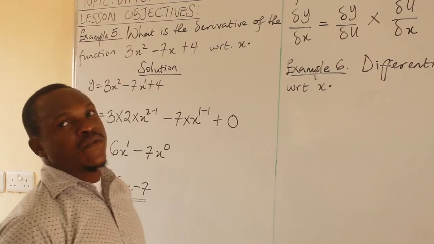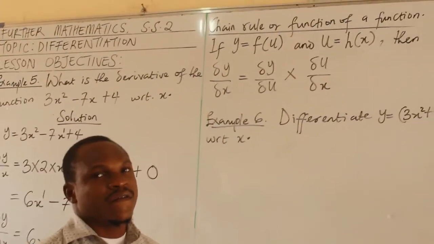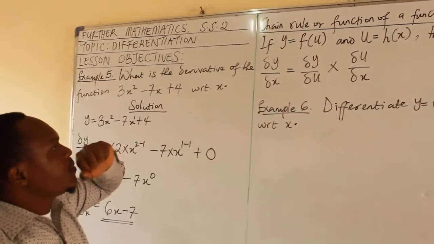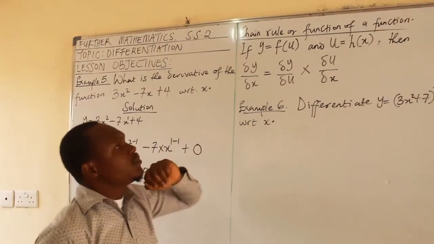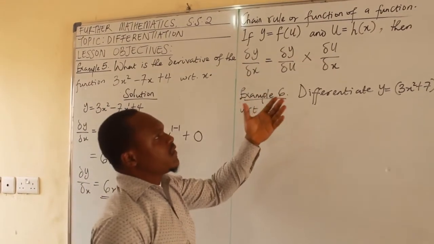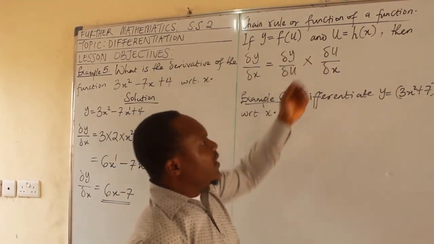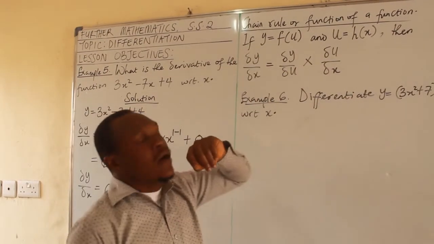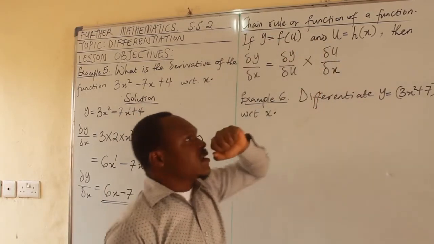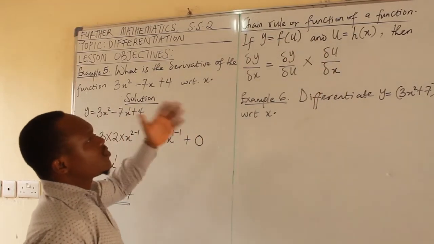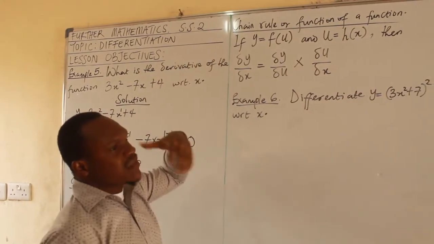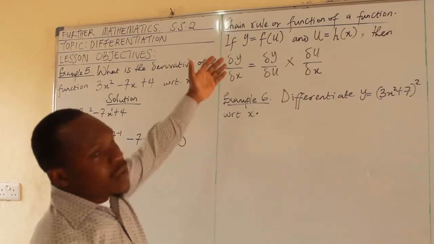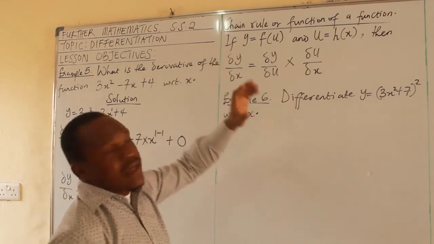Okay, now we'll move on to chain rule or function of a function. What do we mean by a function of a function? If y is a function of u, and u on its own is a function of x, it means that y is dependent on u, and u on its own is dependent on x. So, for us to be able to find dy over dx, meaning the rate of change of y with respect to x, if you remember, looking at what we have here, y has nothing to do with u.